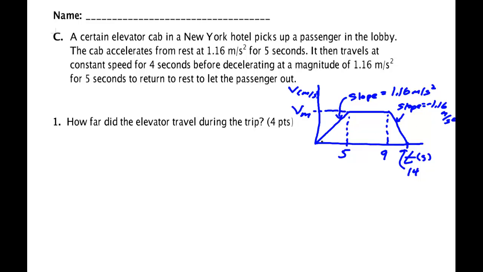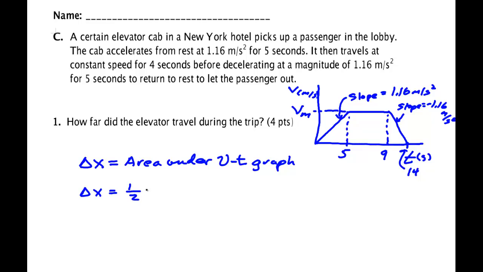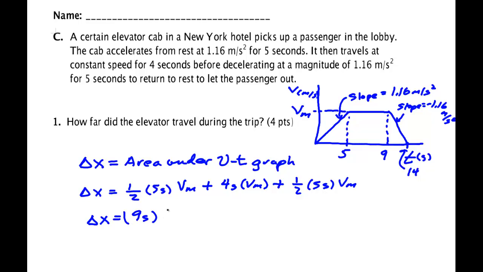All right, how far did the elevator travel during this trip? Well, delta x, which is the displacement, is the area under a v-t graph. So looking at that, I see that delta x is equal to 1/2 times 5 seconds times Vm plus 4 seconds times Vm. That's the rectangle, plus another triangle, 1/2 5 seconds times Vm. And if I put all that together, I get 9 seconds times Vm, whatever the maximum speed is. But I've got to find the maximum speed.